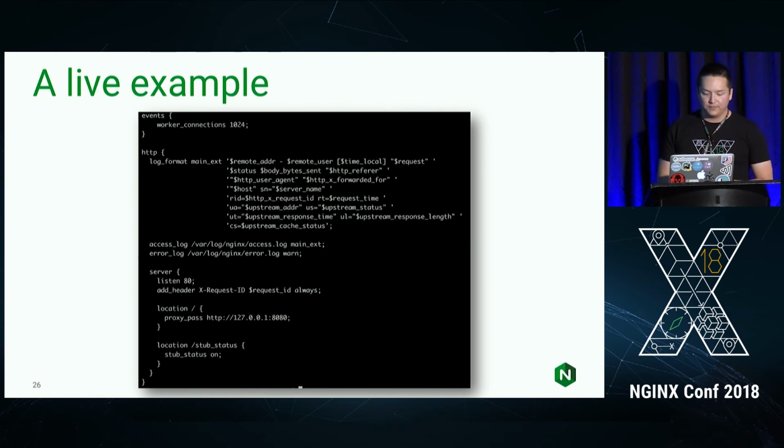And it has a single server with an add header in the server block, a location with a proxy pass, and a location stub status. If you're not familiar, stub status is a module in open source NGINX that exposes a JSON payload with some metrics for your global runtime.